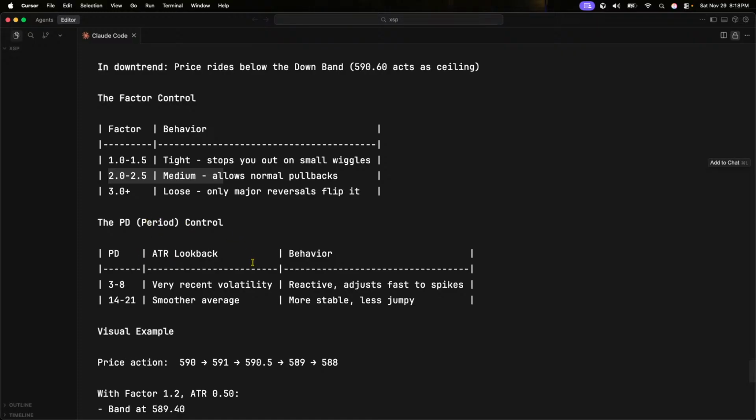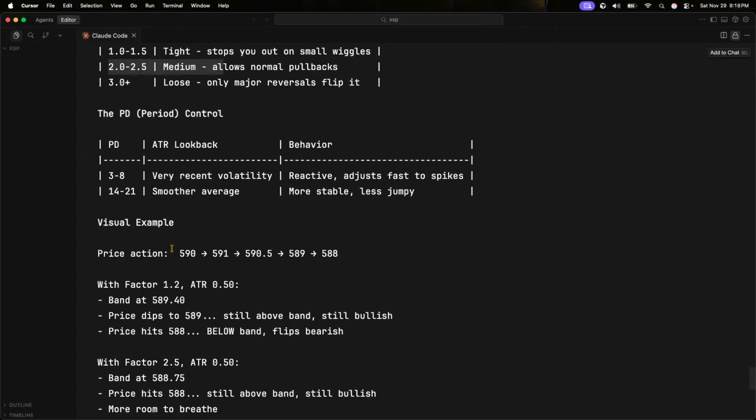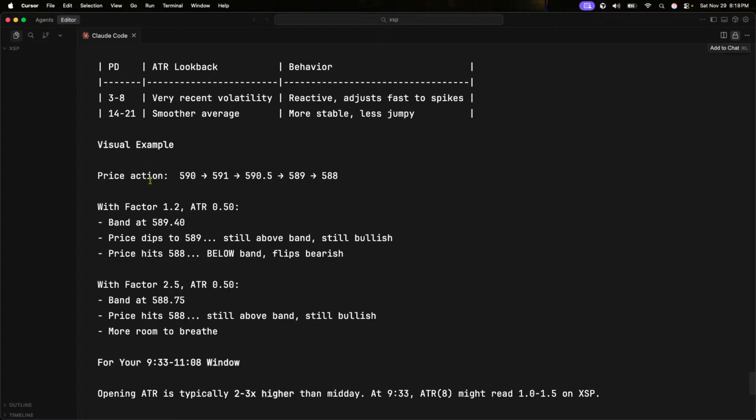So the ATR period, the control: 3 to 8 is very recent volatility. Reactive, adjusts fast to the spikes. 14 to 21 smooths out the average, more stable, less jumpy. Visual example: the price goes from 590, 591, 595, 589, 588 with a factor of 1.2 and ATR of 0.5.